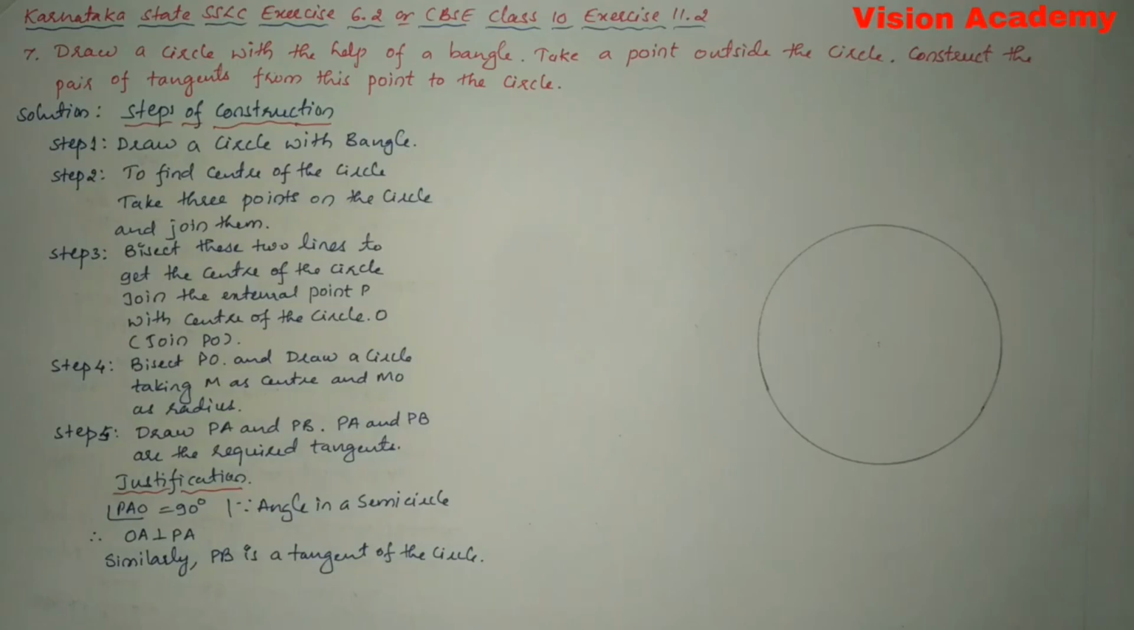Question number 7. Draw a circle with the help of a bangle. Take a point outside the circle. Construct the pair of tangents from this point to the circle. Now let us find the solution for the given problem. Let us go through the steps of construction.